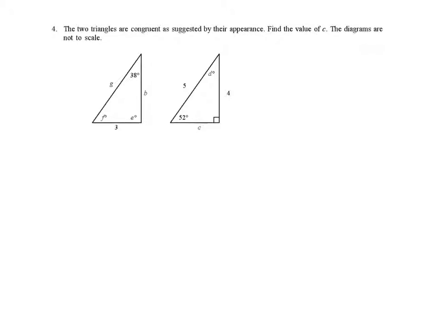Number 4, the 2 triangles are congruent as suggested by their appearance. Find the value of C. The diagrams are not to scale. So again, anything in the same spot has to be congruent. So I'm trying to figure out what C is in the same spot as. I noticed that based on how my triangle looks, we probably have our little right angle here. And so C is going to be the one on the bottom, which is 3. So C equals 3. Again, they're just in the same spot, so they're the same size.